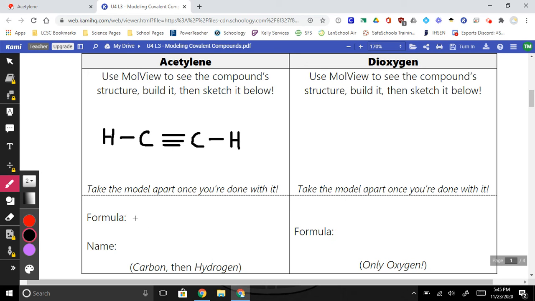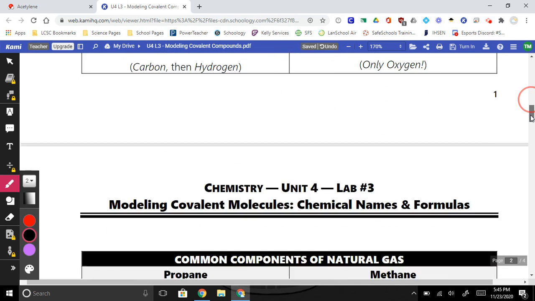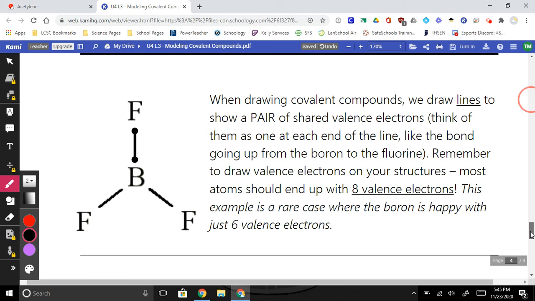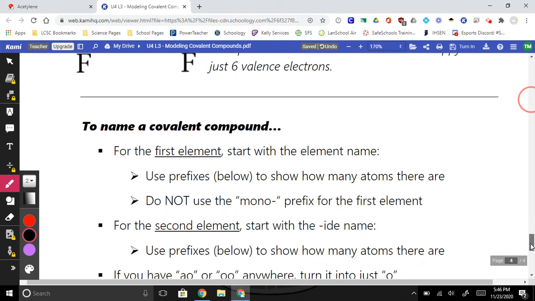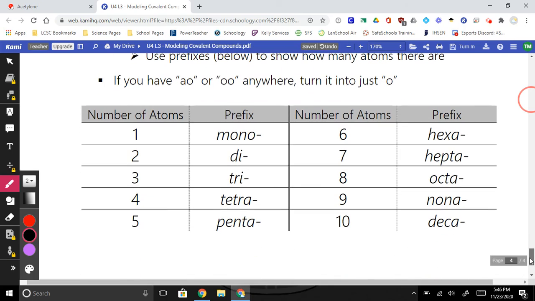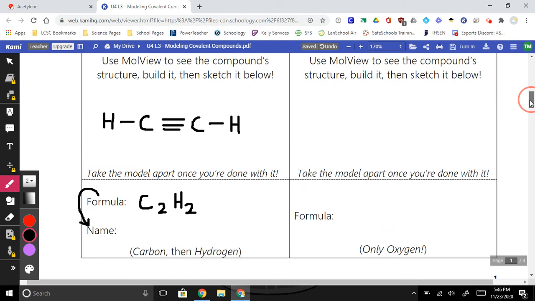So anyway, for our formula, we're just saying how many C's and H's are in here. We're starting with carbon. So I'm going to do C, a little 2 to say there's 2 carbons, and then H. There's 2 hydrogens here, so it's going to be H2. All right. The name of this just takes the formula and puts it in words. Okay. If you need the prefixes, they're on the last page, all the way down past all this. You've got a reminder on drawing covalent bonds, and then naming covalent bonds, we've got the rules down here and the prefixes down even farther. So let's head on back.